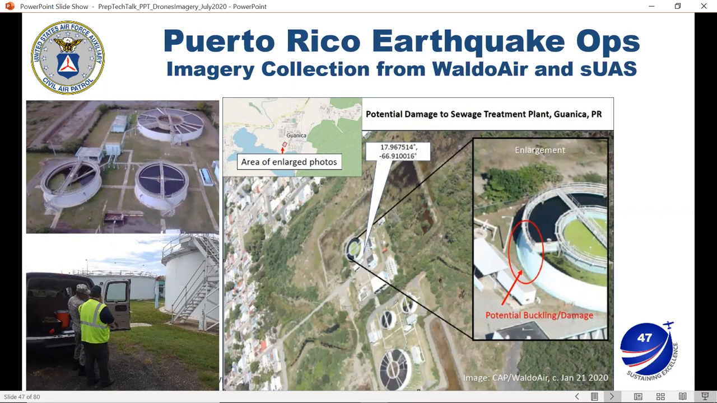In a similar incident, they did find cracking in a concrete water tower that required that the area be evacuated, and then later the water tower was drained and then removed due to its instability. Next slide, please.